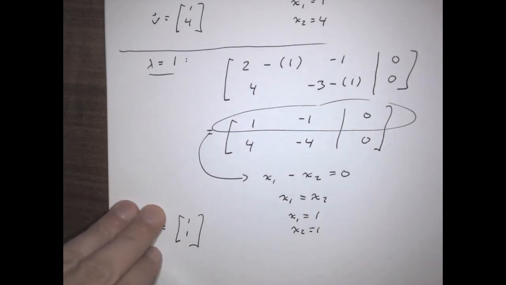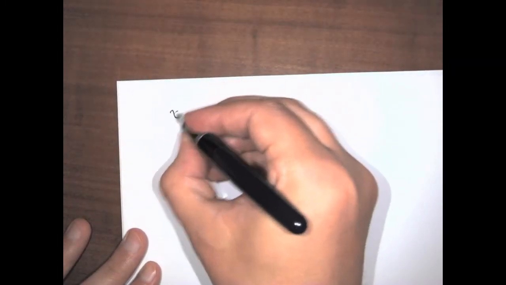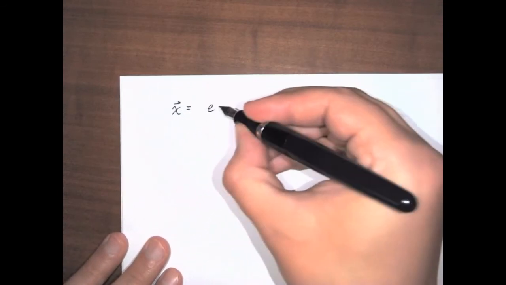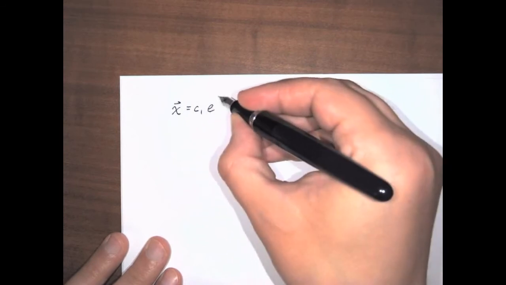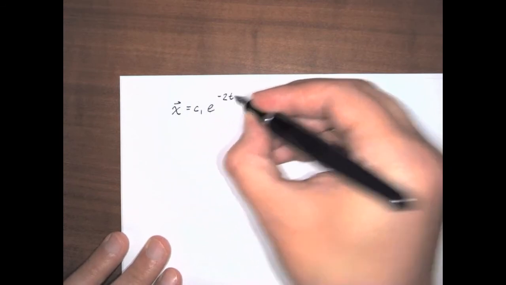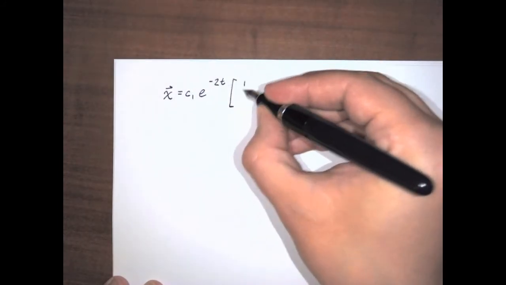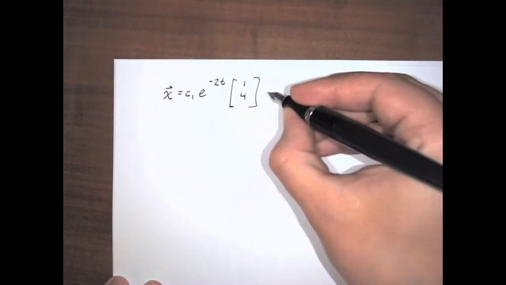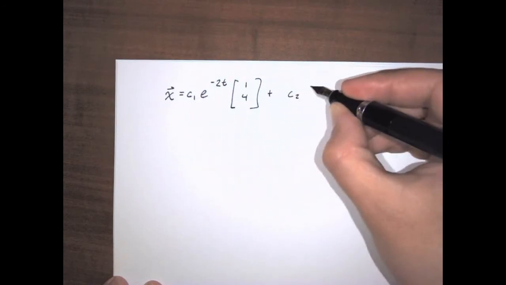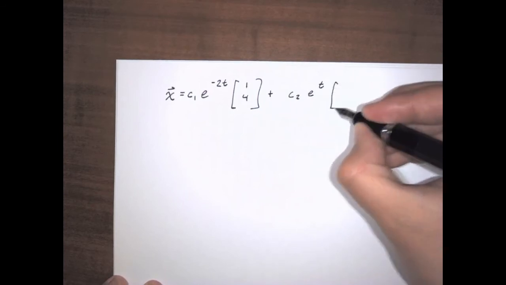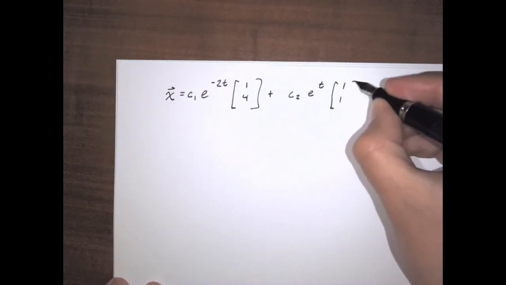Alright, then what that means is that our general solution is going to look like this. x is going to equal C1 e to the negative 2t times (1, 4) plus C2 e to the 1t times (1, 1).